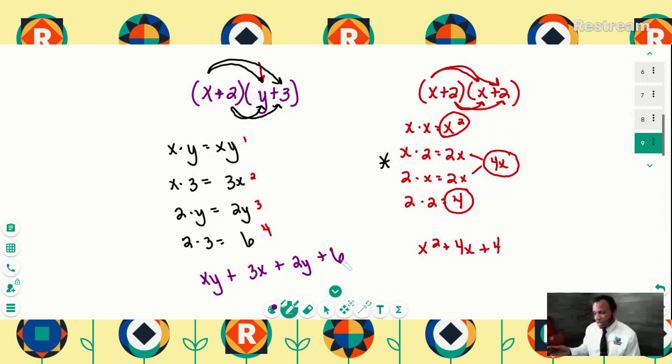Just like I said before, these two are pretty much the same answer. The only difference is that this one over here on the left doesn't have any like terms like this one does on the right. So as long as you know how to multiply terms, multiply variables, and combine like terms, you can multiply binomials or polynomials. All right.